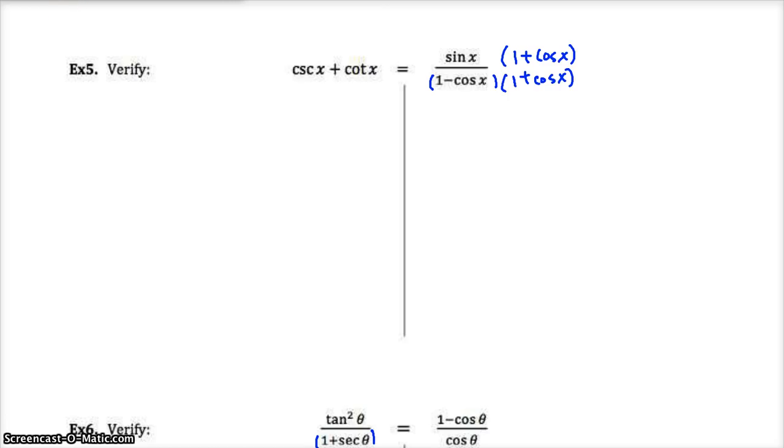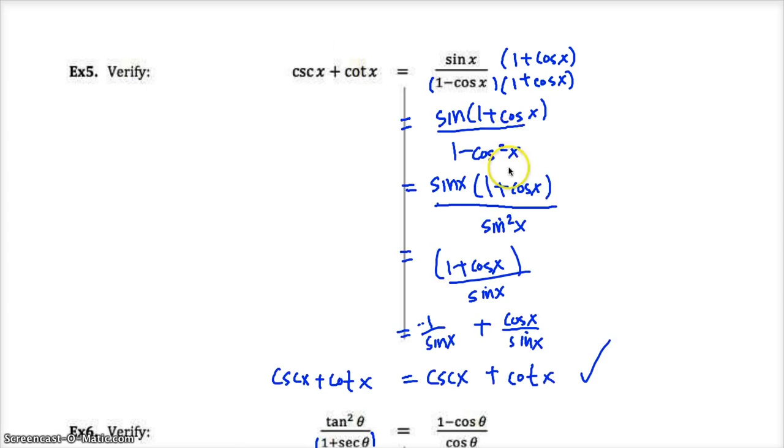Okay, pause. Try to finish this on your own. I'm going to do the same thing. Pause, finish it on your own. Okay, so I multiply by the conjugate. I get sine times 1 plus cosine. This becomes 1 minus cosine squared. Then 1 minus cosine squared becomes sine squared, so I put that in there.